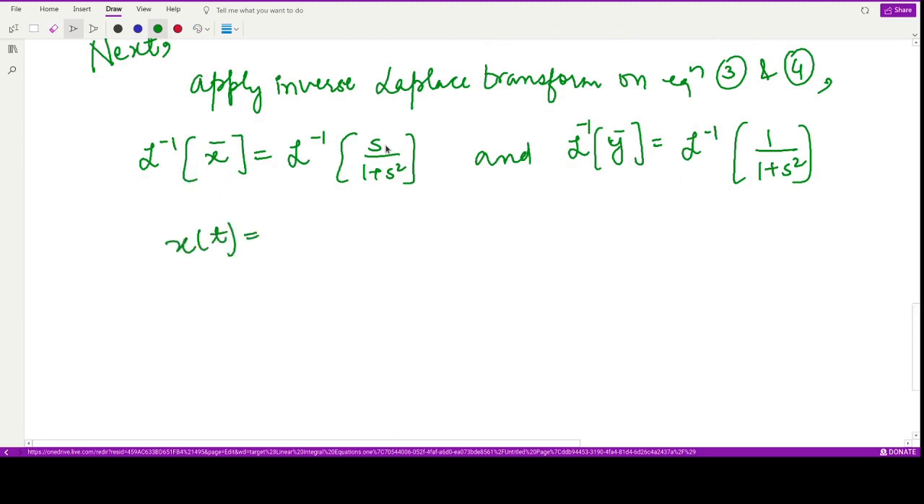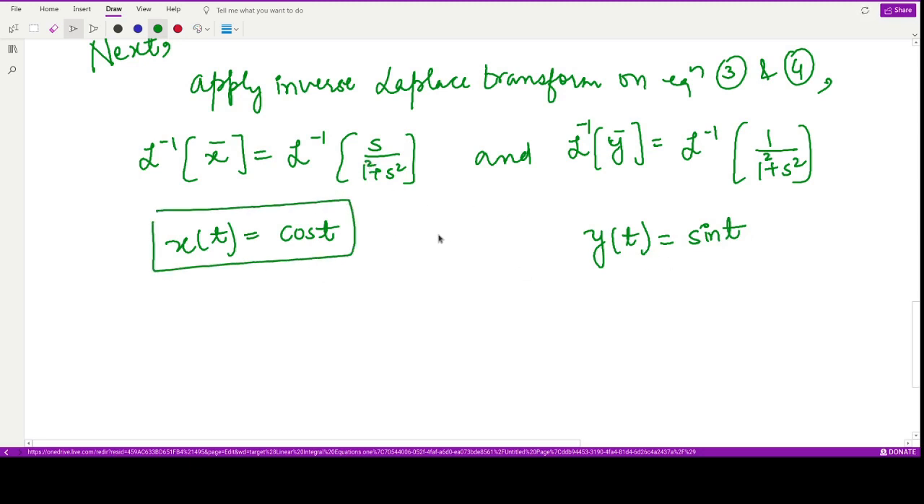So this is equal to, according to the formula, cos of t, and according to this formula, y of t would be equal to sine of t, because you can write 1 to be 1 square and 1 to be 1 square. So that is why these are the answers. So x is equal to cos t and y is equal to sine t, that gives you the answer. And these are the answer to the simultaneous differential equations, where we have solved these using the Laplace transform.